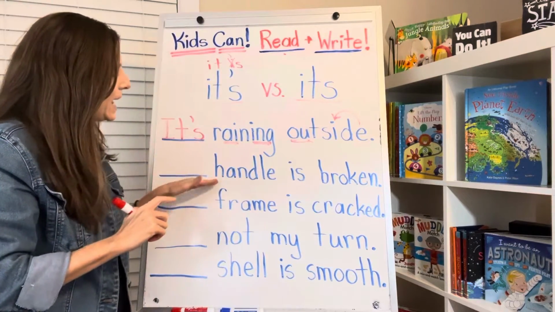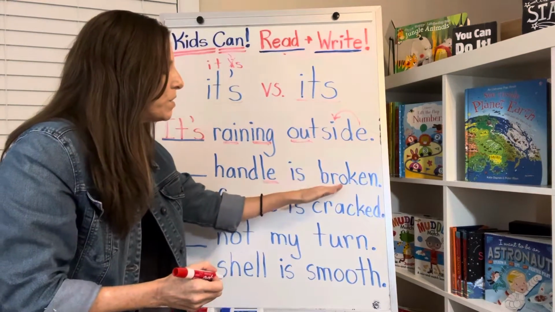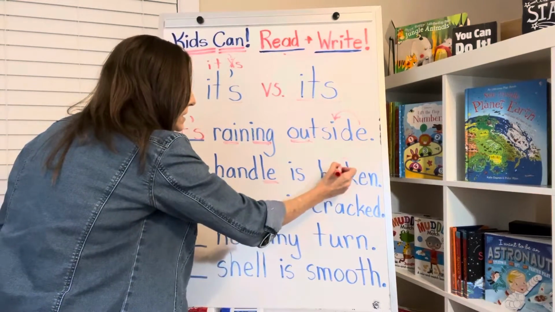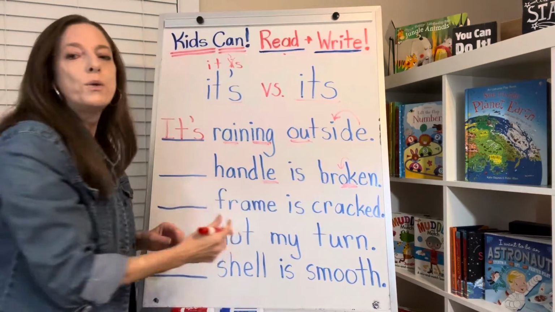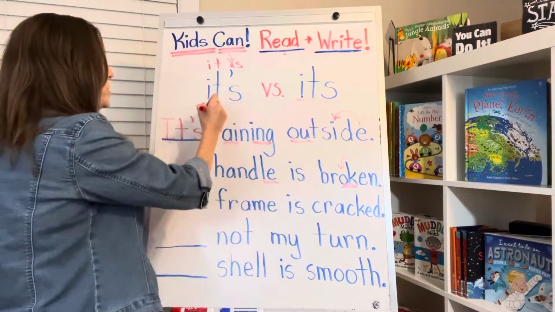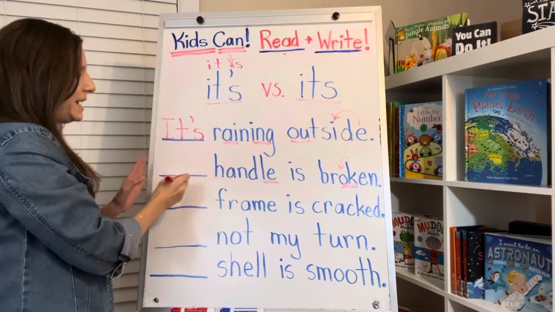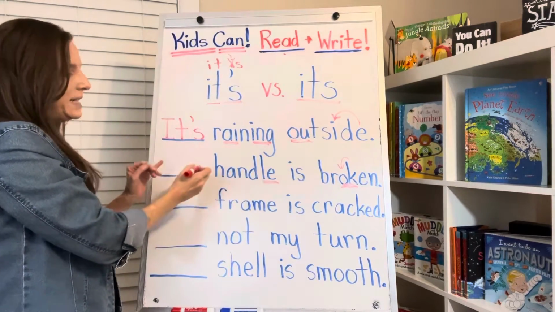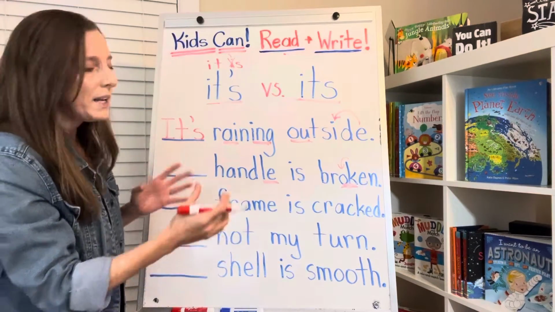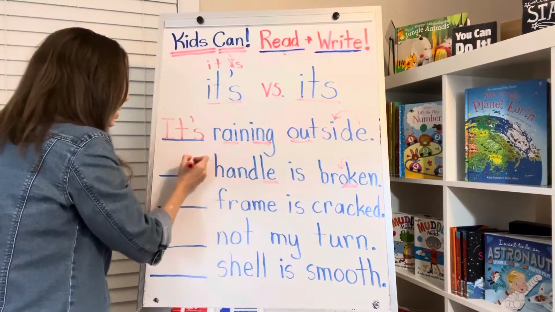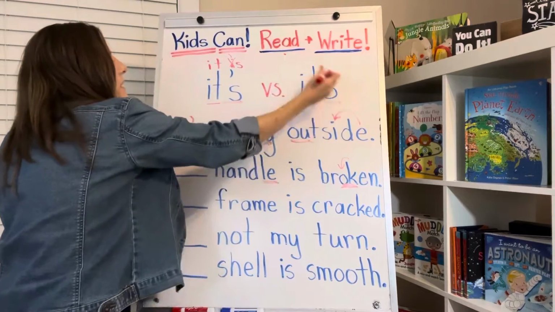Blank handle. Here's a trick if your kids don't know that, is broken. Here's a K bossing an O. That's another trick. Its handle is broken. Which would it be? Do we want the it is one or the it's one? Which one makes the most sense? Its handle is broken. It is handle is broken. Does that make sense? No, it is something, but not it is handle. This belongs to it. So this one, we want the possessive one, the ITS.